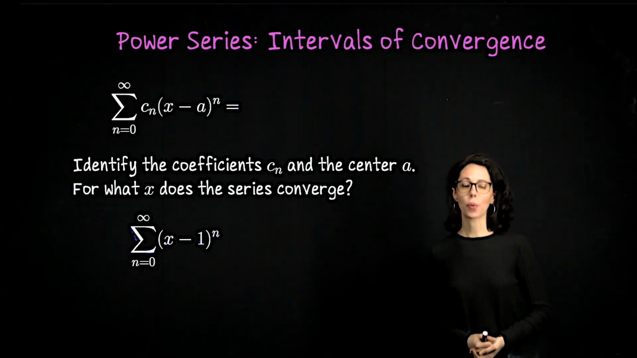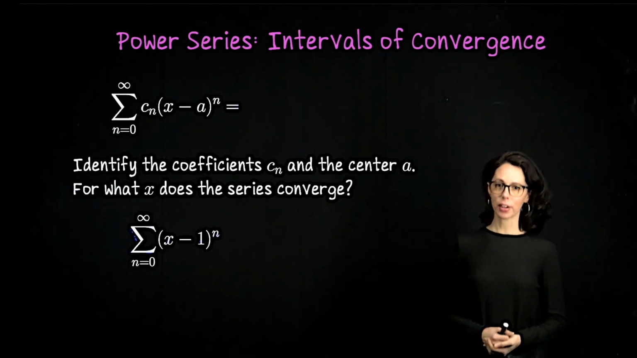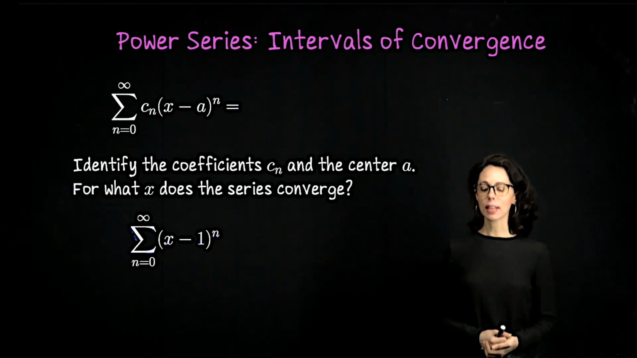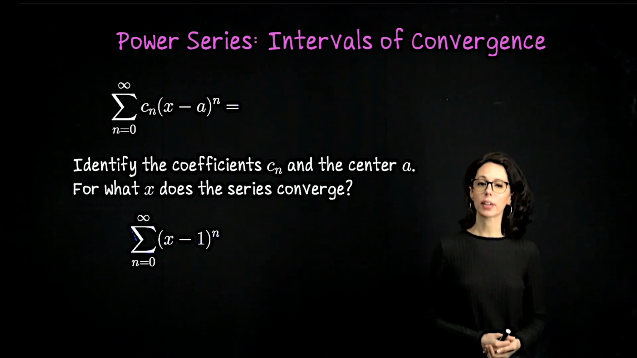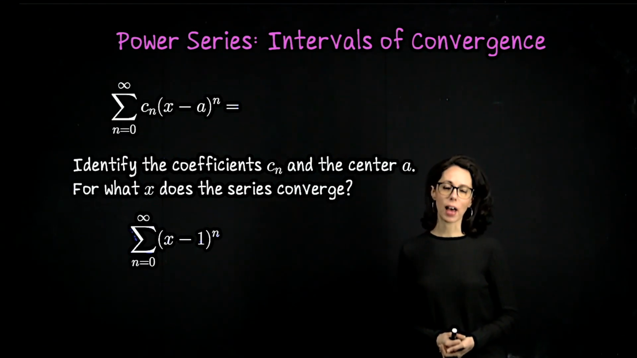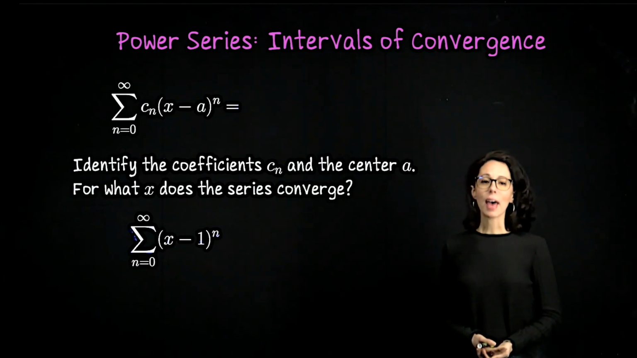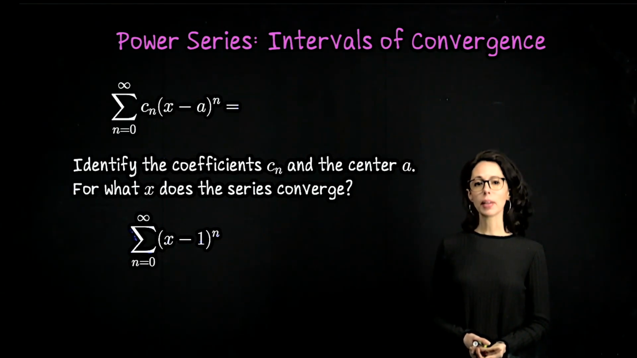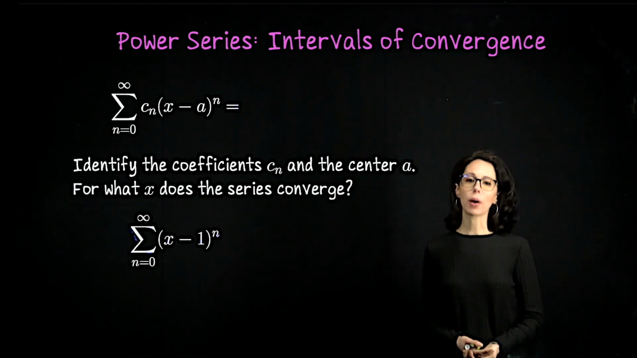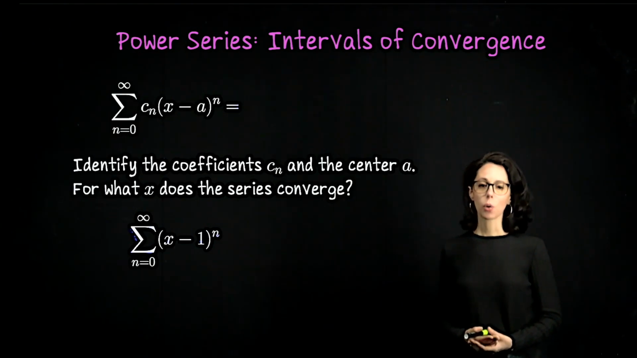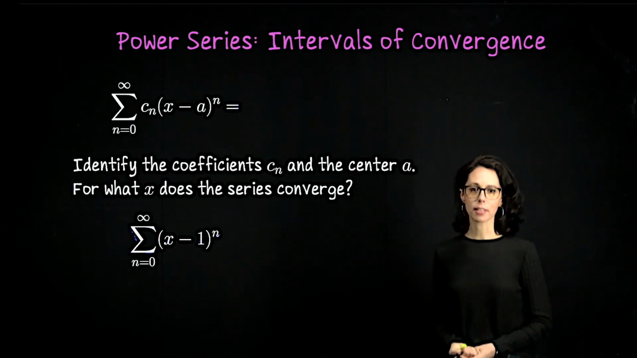In the last video, I introduced the notion of a power series working off of one main example. What we're going to do in this lesson is look at a few more examples of power series. For each, we will identify the coefficients of the power series, the center of the power series, and then what values of the independent variable x cause the power series to converge. So we'll find the domain of convergence, which we will often call the interval of convergence.